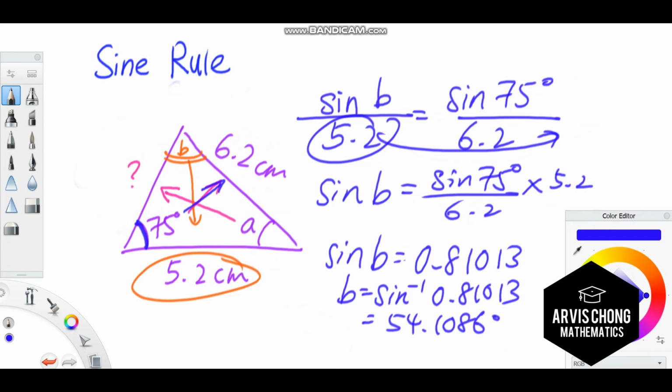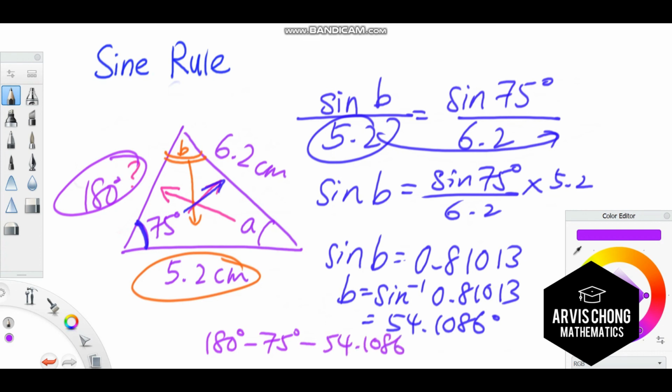54.1086. And to find angle A, we know that the sum of the angles in a triangle is 180 degrees. So that means we need to take 180 minus 75 minus the angle B just now, which is 54.1086, and this will be our answer for A. So the final answer for A, if you type this in your calculator, you will get 50.9 degrees as your final answer if you round it off to one decimal place.